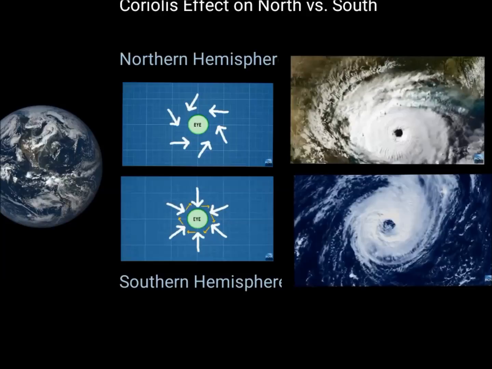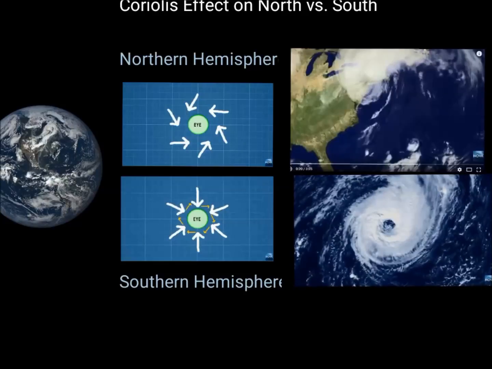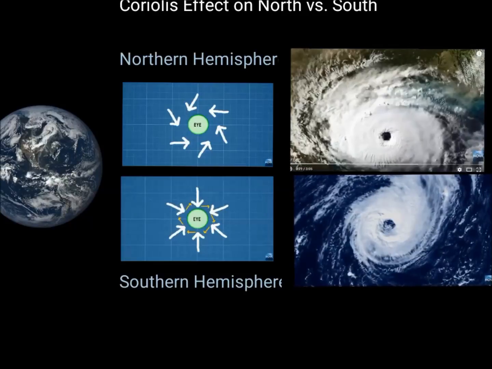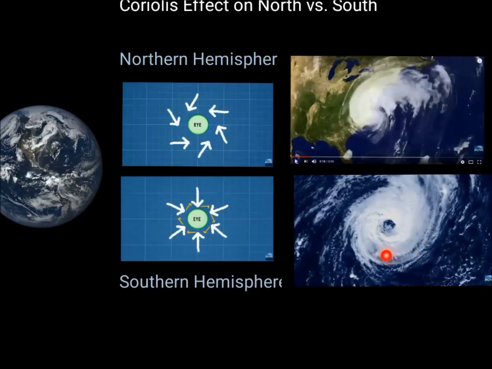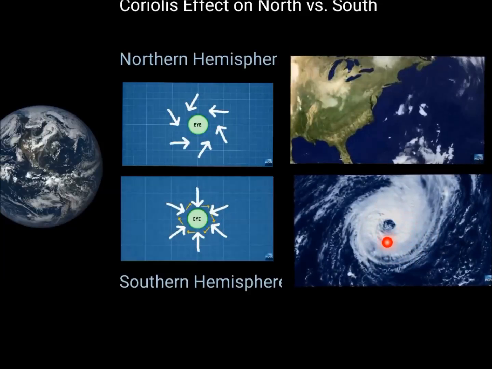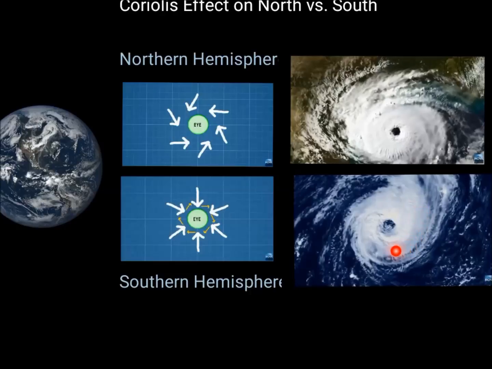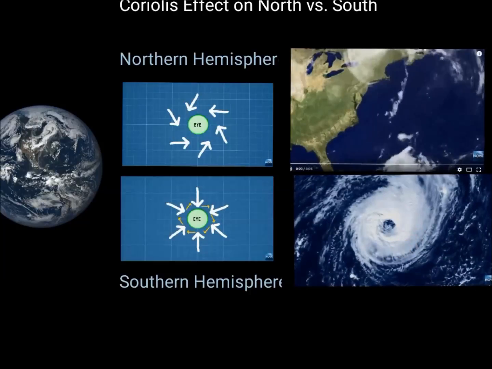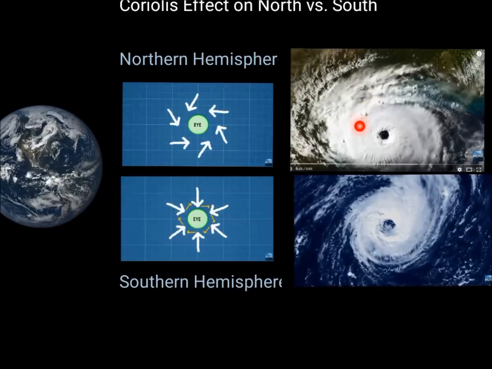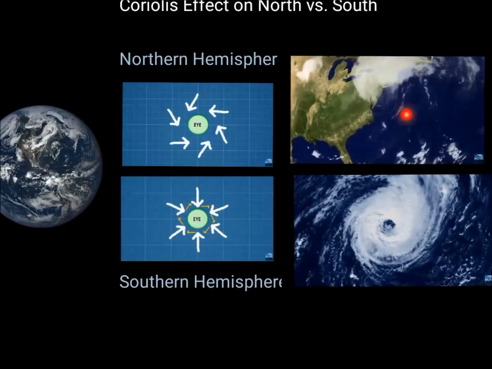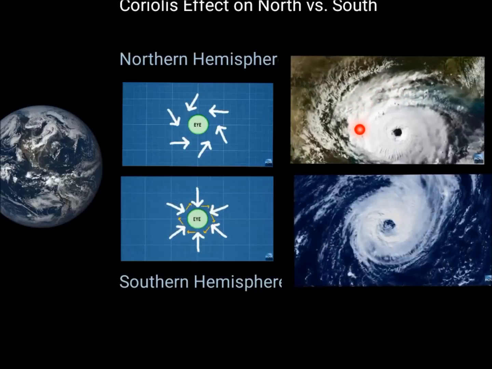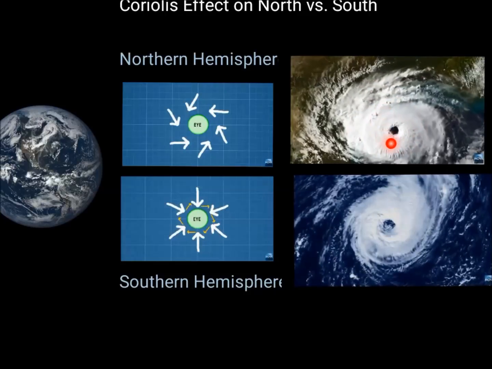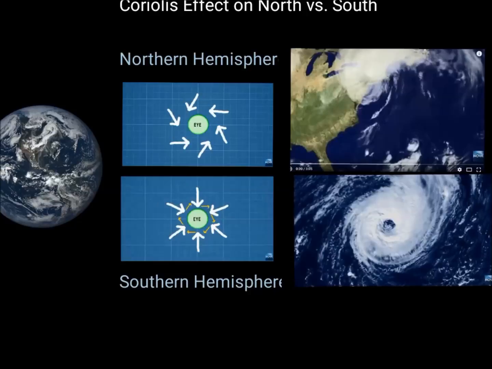So what we end up seeing in terms of actual movement of storms is they'll curve in very opposite directions. So you can see how this one in the southern hemisphere curves in a clockwise direction, whereas our wind and hurricanes curve more in a counterclockwise direction in the northern hemisphere. And that concludes the Coriolis effect.